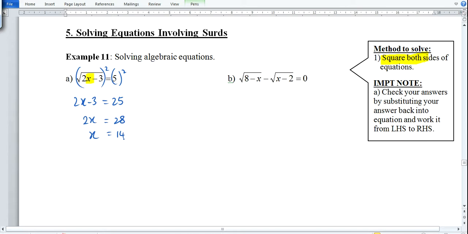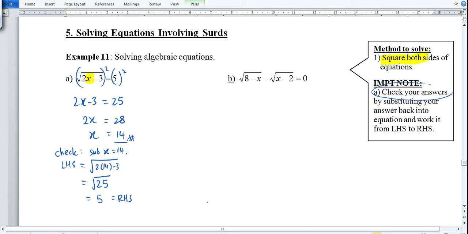Now it is important that you check your answer by substituting back into the question. This is how we check. If we sub x equal to 14 back into the question, my left hand side, the square root of 2 times 14 minus 3, replacing x with 14, I'm going to get square root of 28 minus 3, which is square root of 25, and hence it is 5, and it is indeed equal to the right hand side. So in this case, I can confirm that x equal to 14 is my answer.